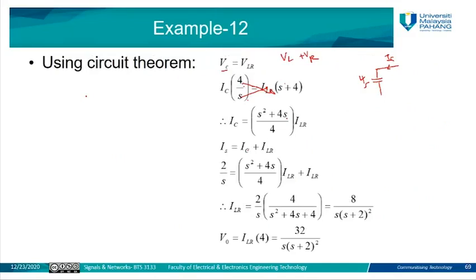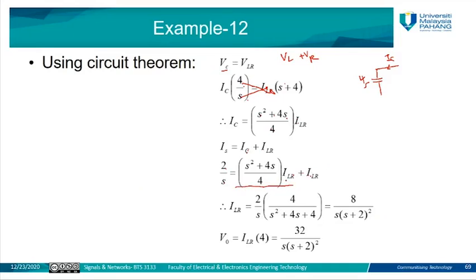Just substitute for the value here. So IS equals IC plus ILR. IS is equal to 2 over S, which is the given value of the current source. IC is already here, which equals IS squared plus 4S over 4 ILR. So you just substitute this value for IC, then plus ILR and the ILR value here.